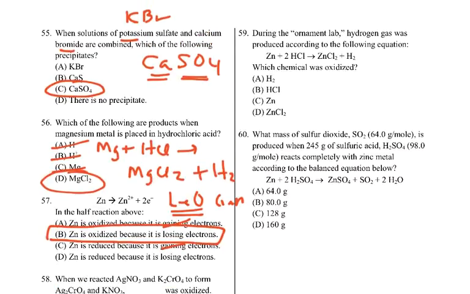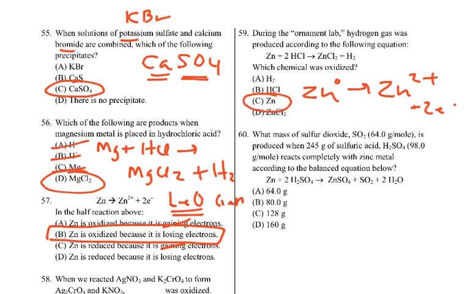During the ornament lab, hydrogen gas was produced according to this equation. Which element is oxidized? Okay, we need somebody whose charge is going upwards, and that's the zinc. So Zn going from neutral to 2 plus by losing 2 electrons. So it's the zinc metal that is being oxidized.